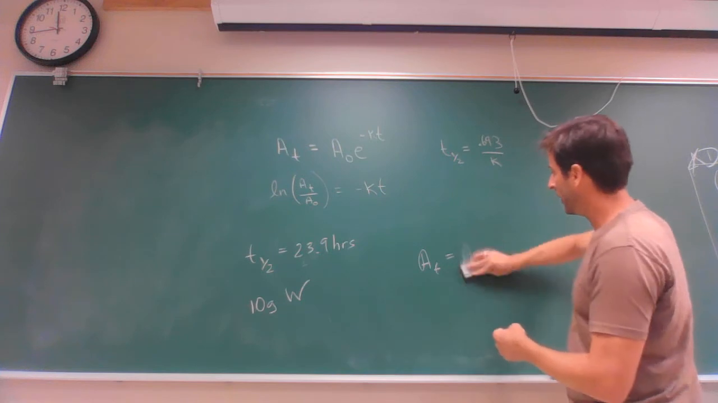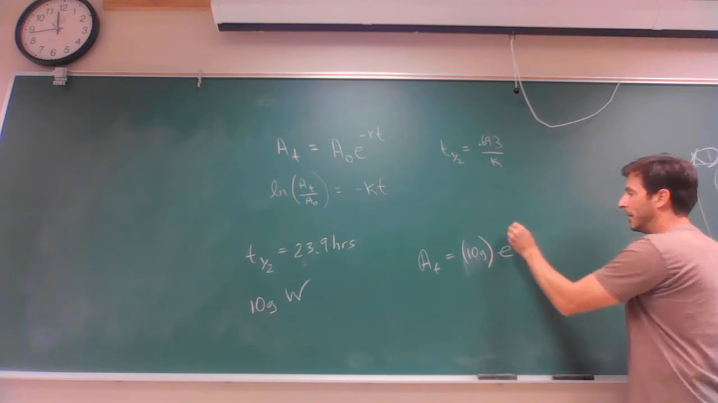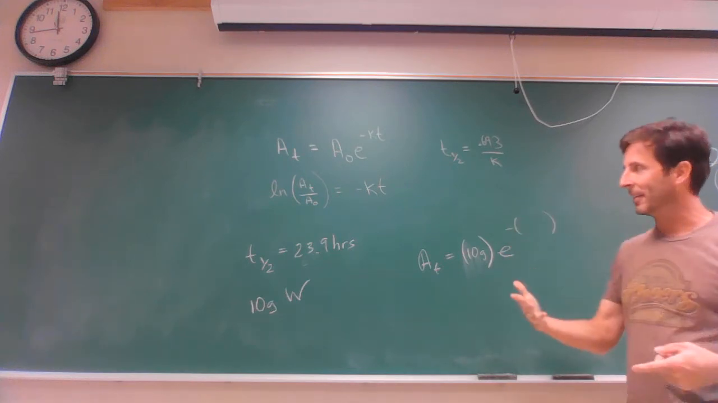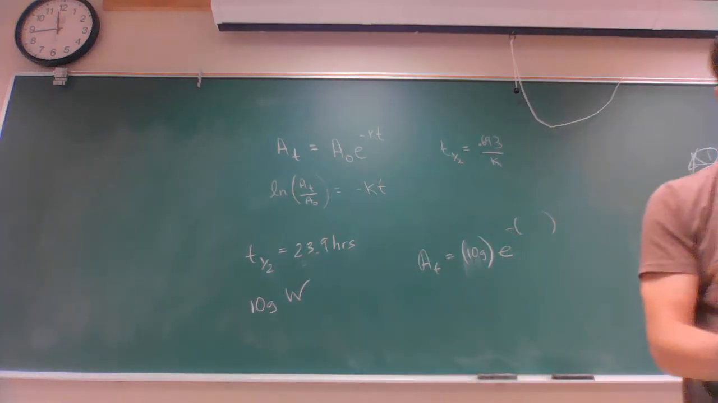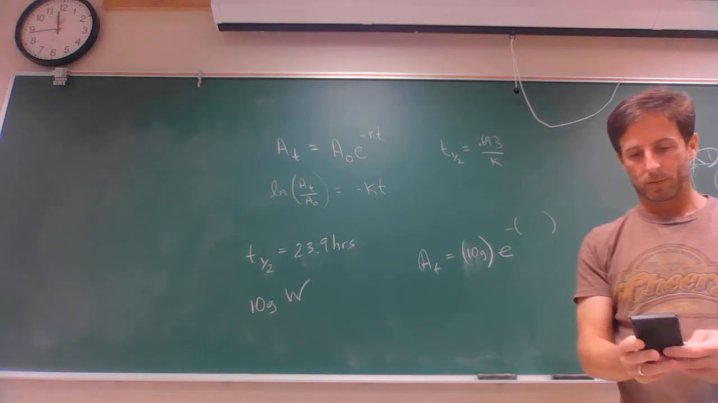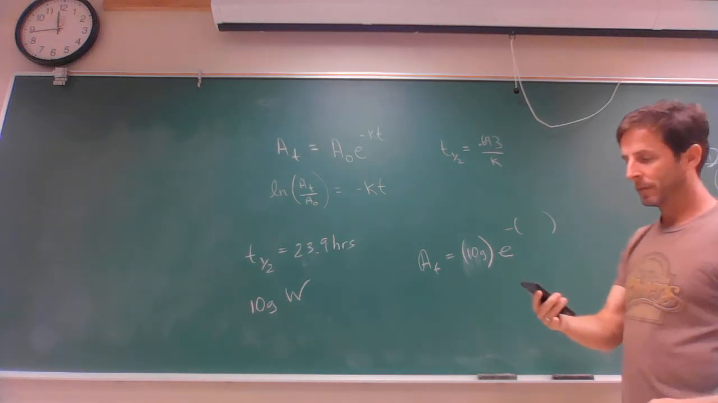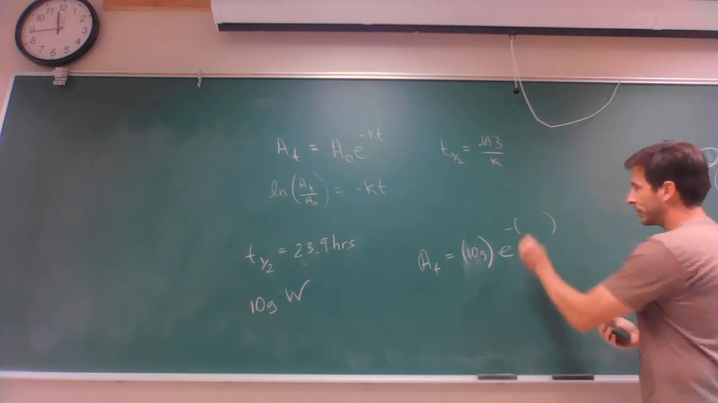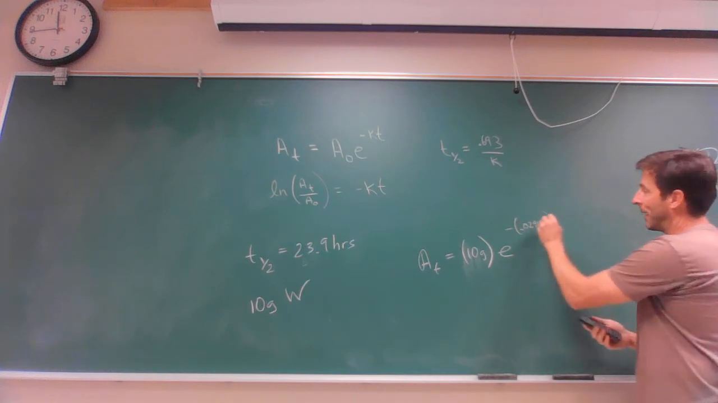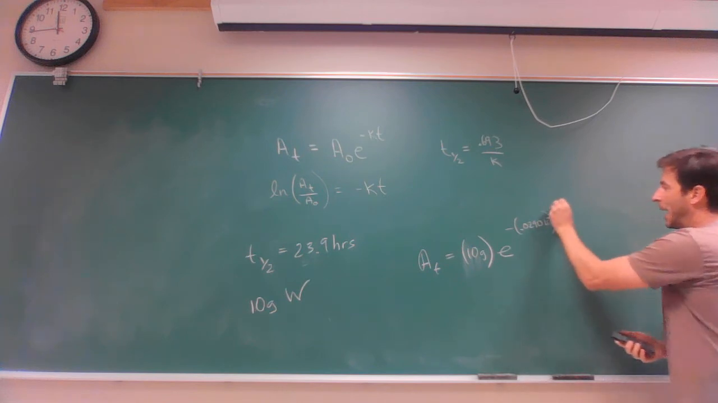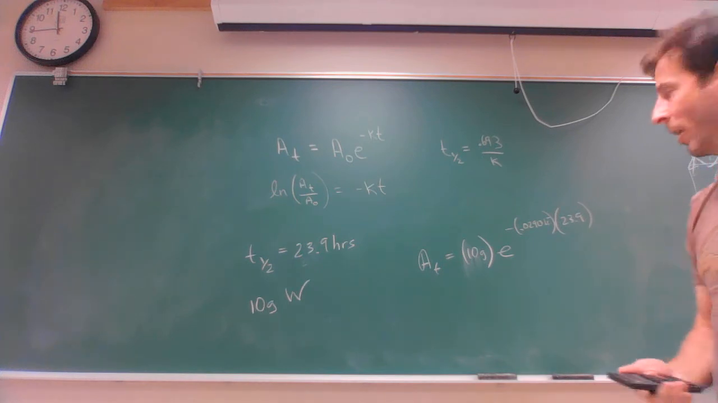Actually, I'll just plug in the numbers. A0 is 10 grams times E to the negative. Again, K is not given. I have to do 0.693 over 23.9. So that gives me 0.0290 hours to the minus 1, times the time, which is 23.9. So now I can solve that for AT.